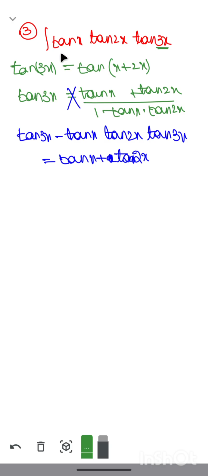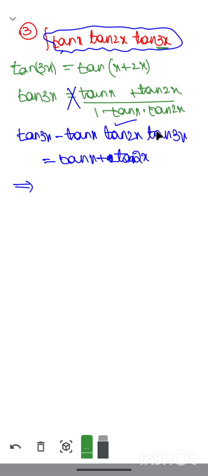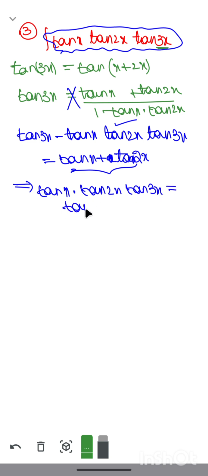Now we want the value of the product of these three terms, tan x into tan 2x into tan 3x. Reshuffle the terms. Take this minus tan x into tan 2x into tan 3x to the right hand side and bring these two terms to the LHS. So we can write the value of tan x into tan 2x into tan 3x is equal to tan 3x minus tan 2x minus tan x. Finish. So we found the value of tan x into tan 2x into tan 3x.